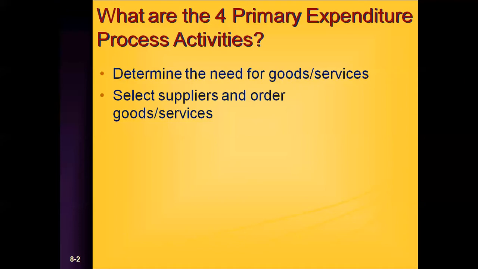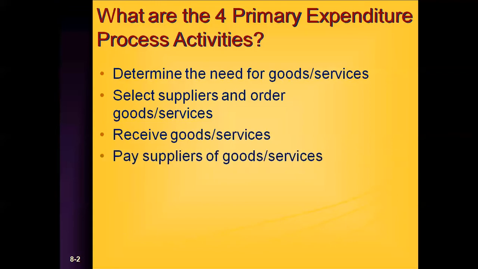You've determined who you're going to buy it from, and now, after you have placed the order, you receive the goods and services. They actually come to your door or your dock if you're a manufacturing organization. And last but not least, then you have to pay people that you bought stuff from. So those are the four primary expenditure process activities.